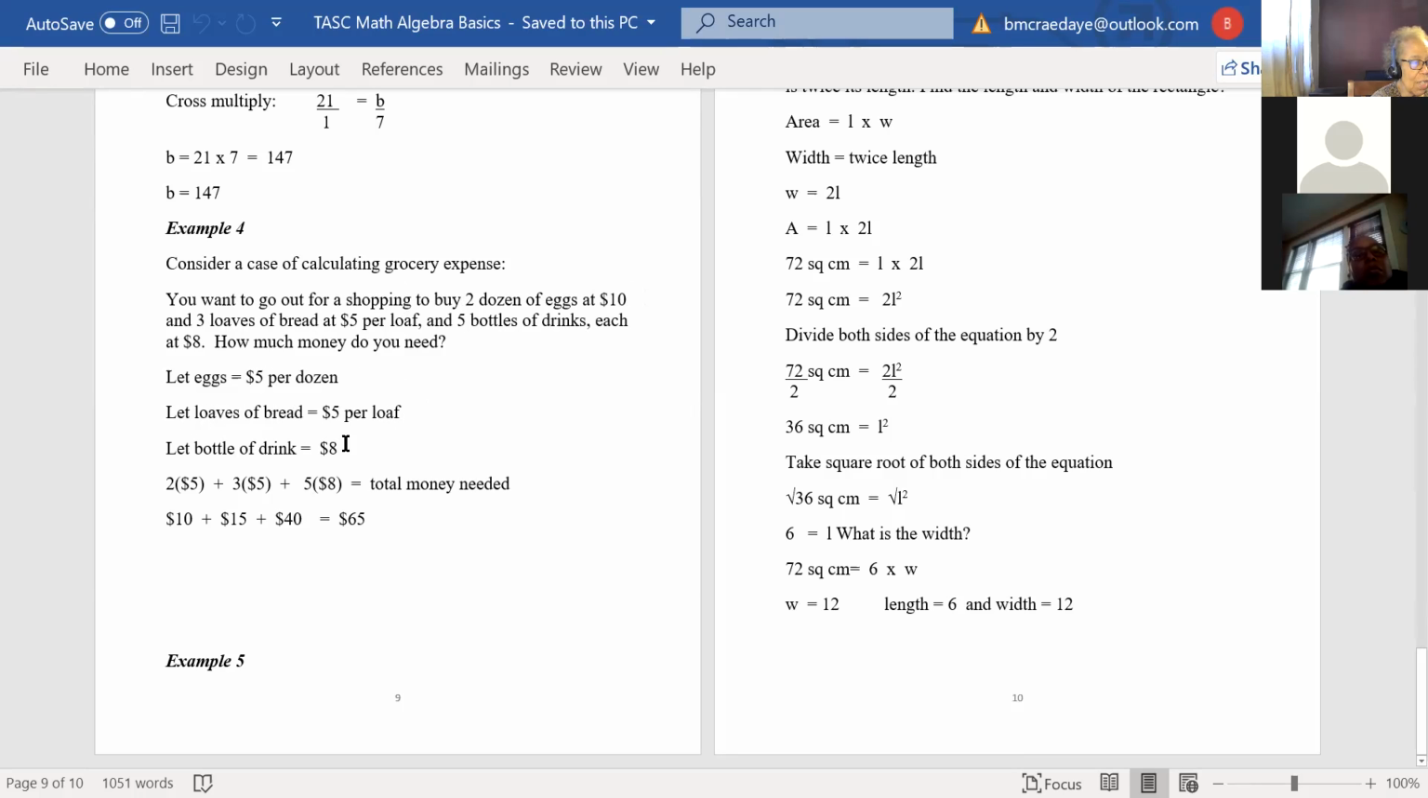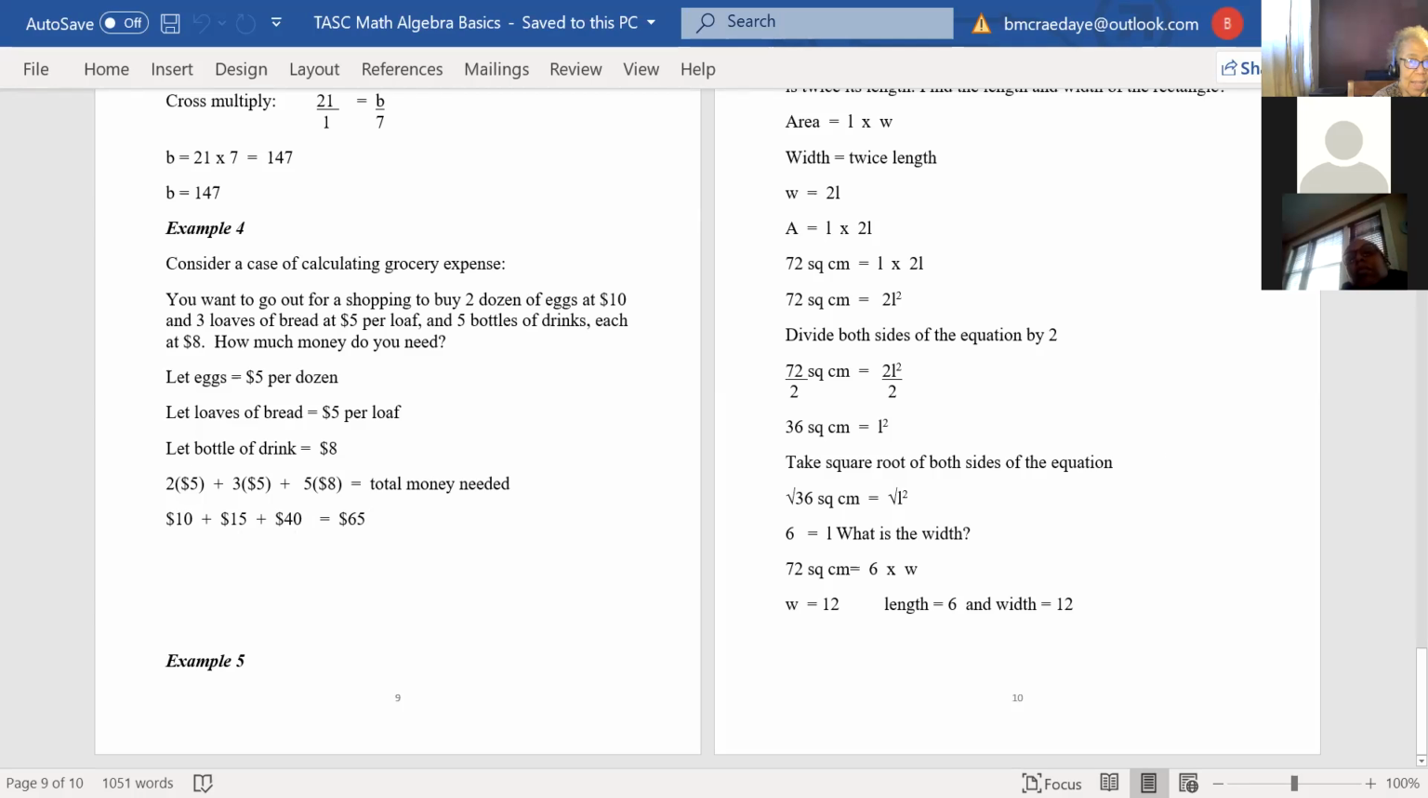The bottle of drink is $8. So you're buying 5 bottles of drinks, so you have to do the multiplication. So that is 40. That's right. 2 times 5, that's for the eggs. 3 times 5, that's for the bread. 5 times 8, that's for the drinks. Add them up, and you get the total money needed, which is $65.